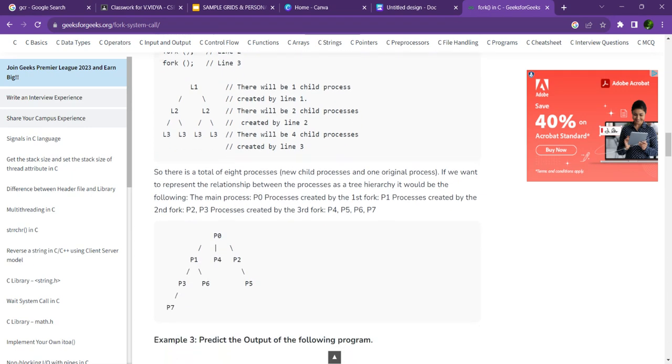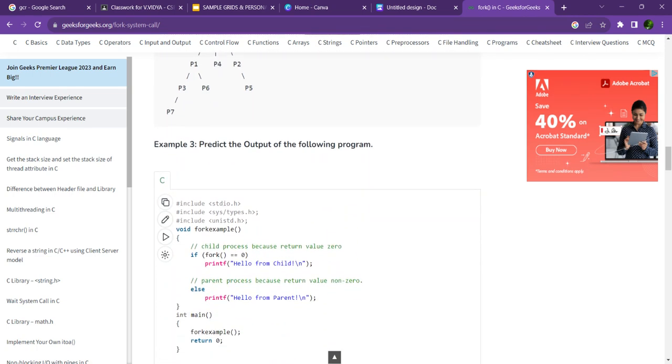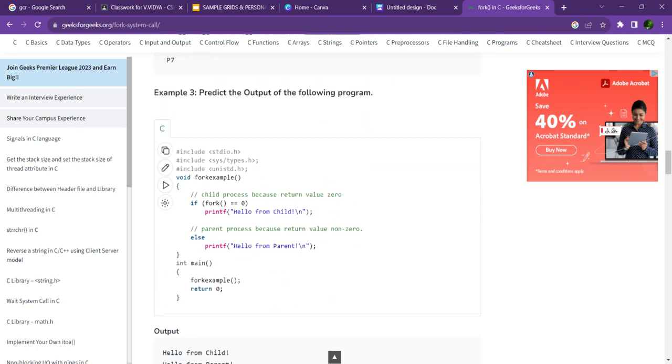Now, the relationship between these processes can be clearly demonstrated using a tree. It is not mandatory to demonstrate, but generally for clear understanding purposes, we represent the output of this particular code along with a tree hierarchical structure, so that it would be still more clear how the fork function call works. Okay, now moving on to one more code snippet, let us see how many fork.